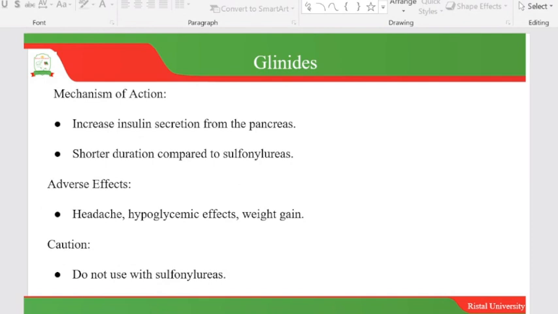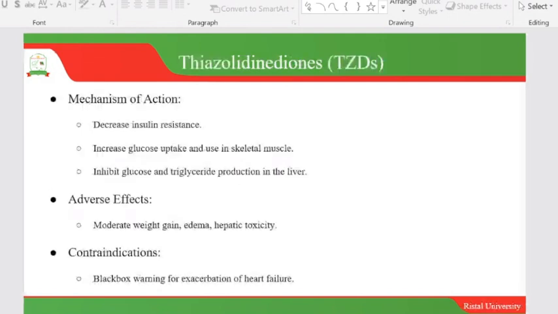So the caution: we do not need to use sulfonylureas together with the glinides. So you decide to use one. Why? Because they have the same effect on the body. So you cannot use sulfonylureas and at the same time glinides. Why? Because they will overwhelm the body and give very severe side effects.